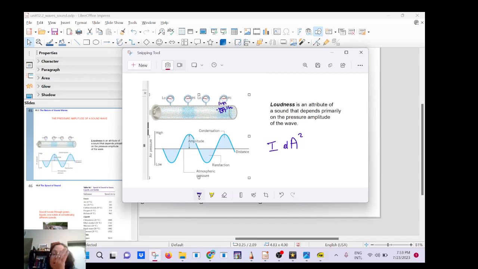And if you have more energy carried, when it gets to your eardrum here, it means it will push and pull the eardrum with a larger force. The force applied will be larger. So of course, we're going to perceive that in our brain like a stronger sound, a larger sound.